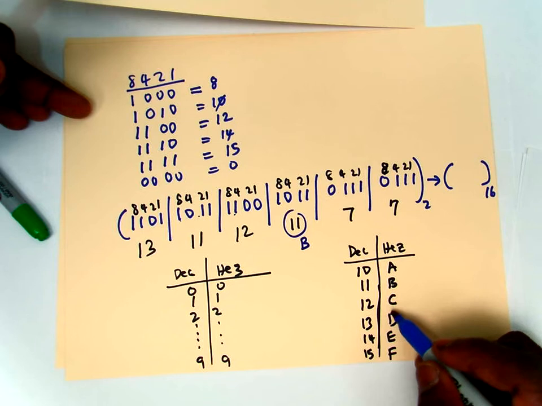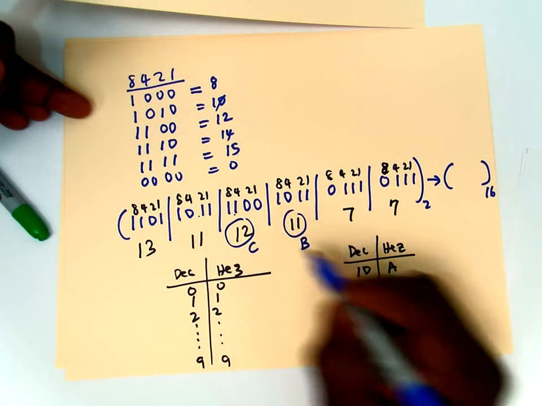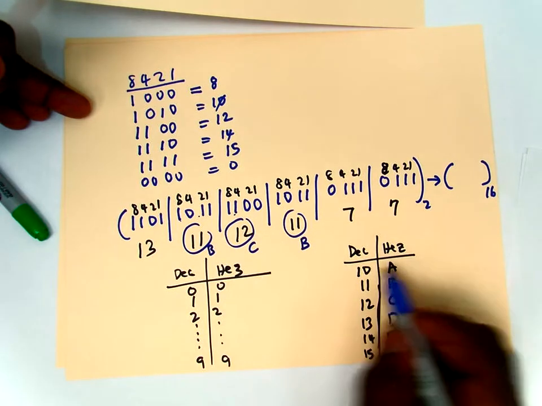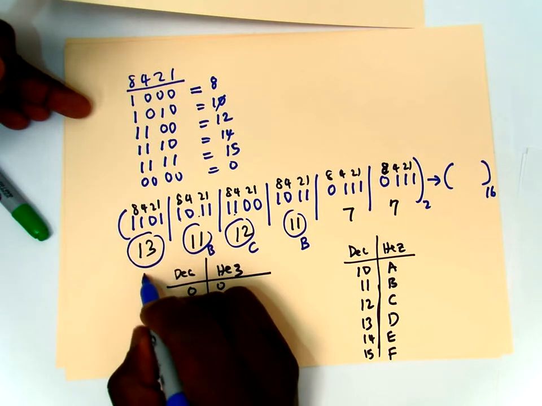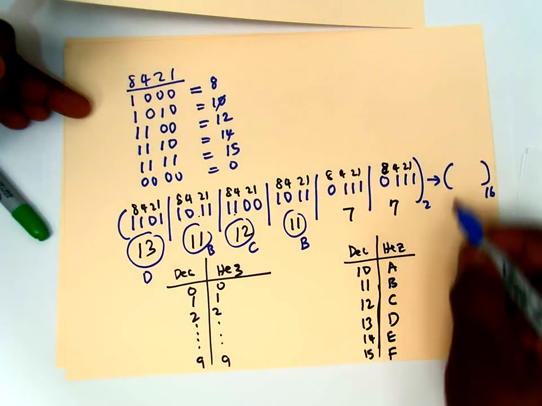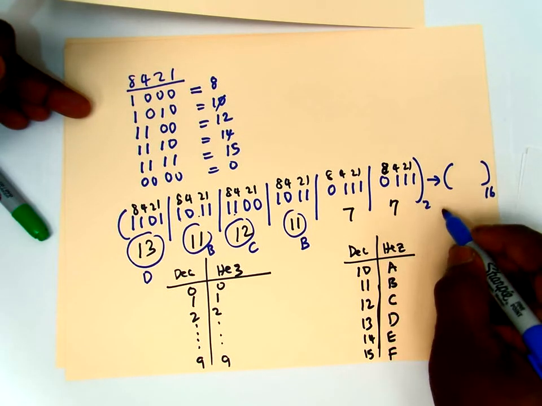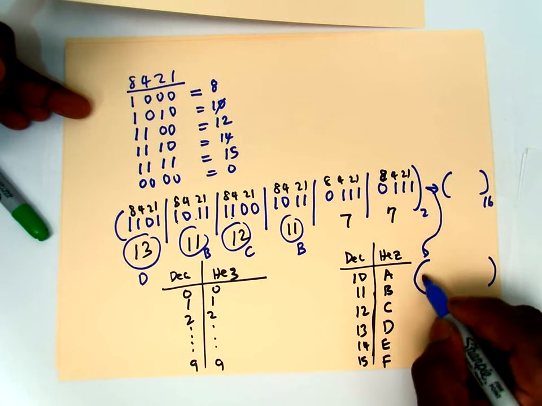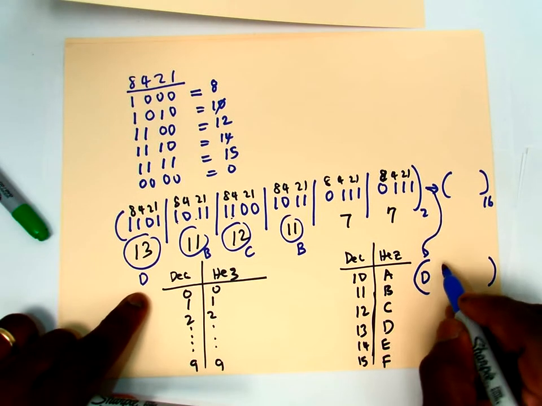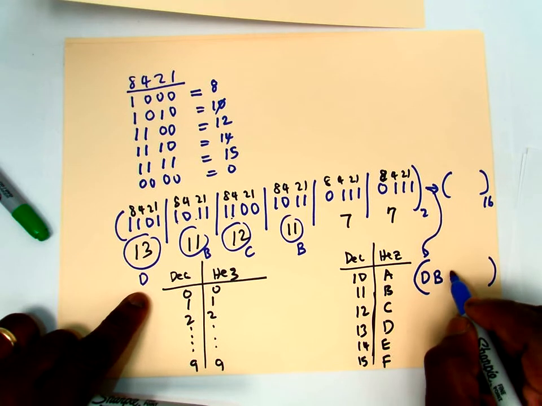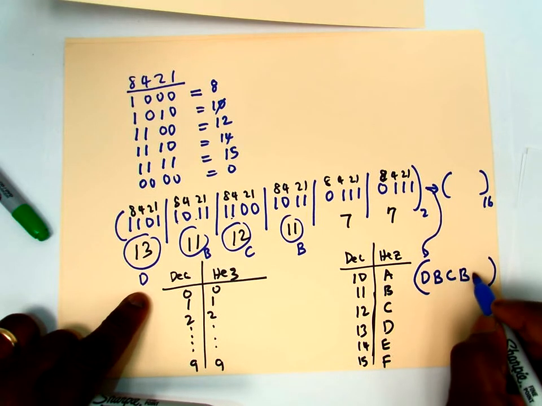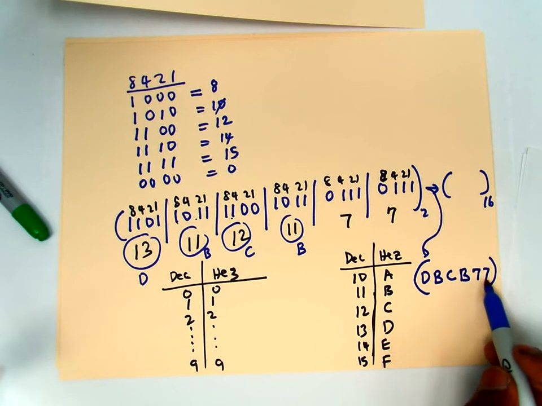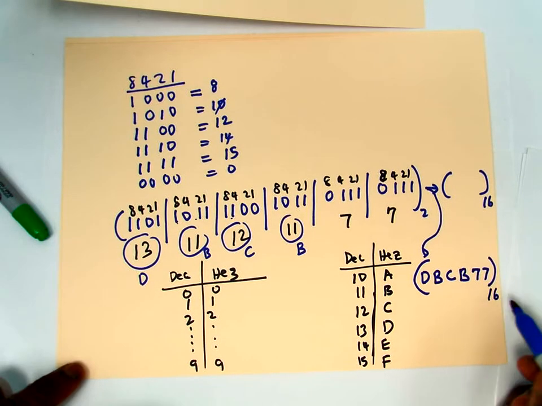We'll not be using 12 anymore. We'll be using C. We'll not be using 11 again, which is B. We'll not be using 13. 13 becomes D. So these numbers now that we did, let me get a bigger room to write it. This number now becomes D, B like in boy, C, B like in boy, 7, 7. D, B, C, B, 7, 7. It looks pretty crazy, but it's very powerful.